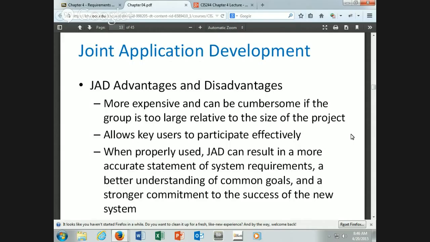So advantages, more expensive and can be cumbersome if the group is too large relative to the size of the project. Everybody's going to want to be involved. Everybody's going to have an opinion.